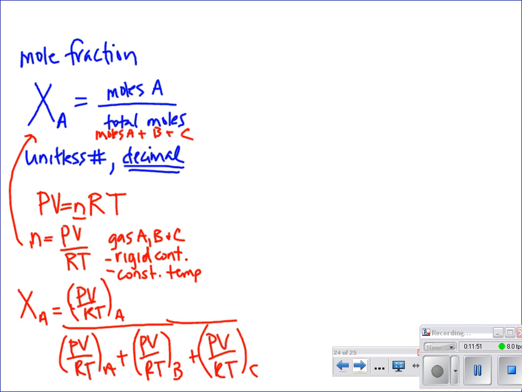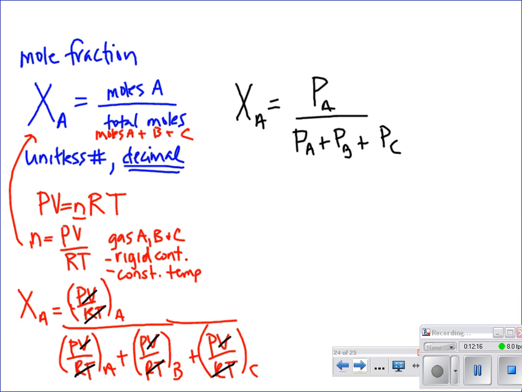Universal gas constant. What's going to happen? Those all can be divided out of every number. That's a number in every situation. And those all go, leaving us with the following. The mole fraction of A is equal to the partial pressure of A over the partial pressure of A plus B plus C. So another way to say that is mole fraction of A is equal to the partial pressure of A over the total pressure.